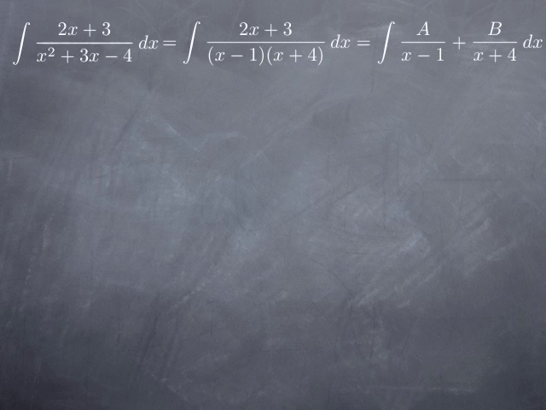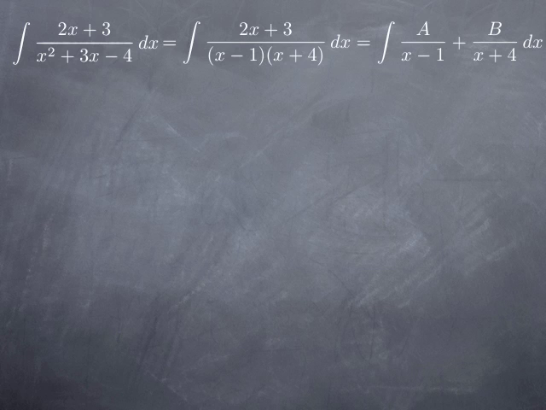In this case, it factors nicely as x minus 1, x plus 4, and that means the partial fractions decomposition is of the form a over x minus 1 plus b over x plus 4. It remains to find the two coefficients a and b, and then integrate both partial fractions separately. Certainly we can do that, but partial fractions is a little bit more time-consuming than substitution.